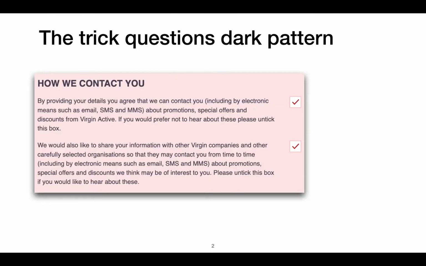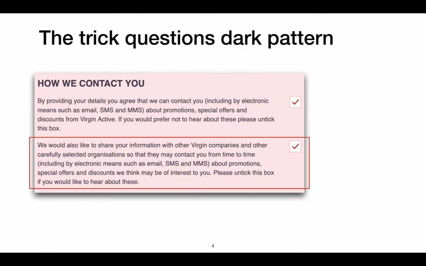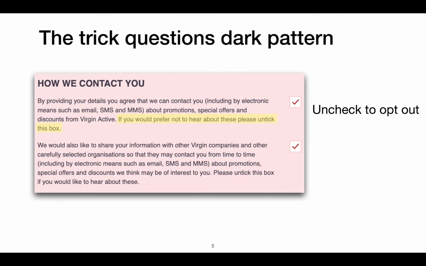So what is a dark pattern? Here is one example called trick questions. This interface is asking you for your consent to send you marketing material and to share your data with third parties. Say you wanted to opt out of both practices. You'd be inclined to uncheck both these checkboxes. If you were to uncheck the first box, you would indeed opt out, but pay close attention to the second. If you were to uncheck it, you would actually be opting in.